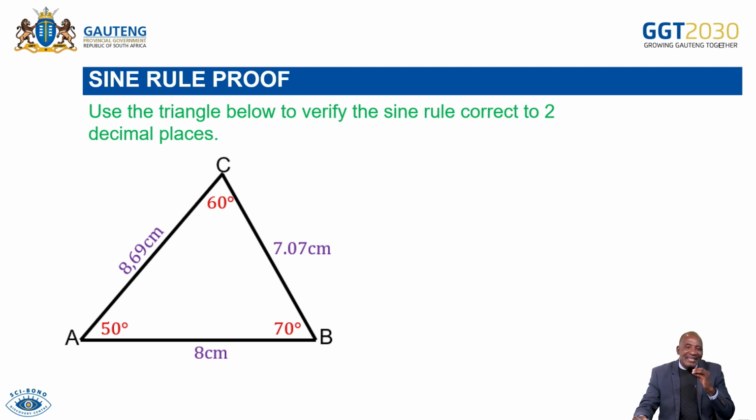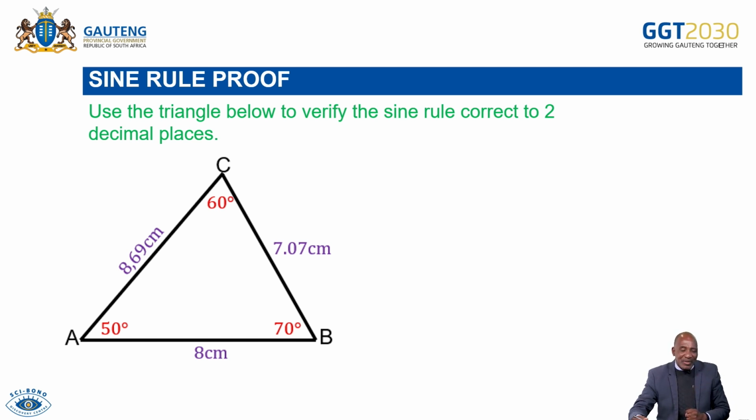Find the sine of that angle, divide by the corresponding side, or vice versa. Start with the side, divide by the sine of that angle. You will find that all those three ratios are going to be the same. This triangle has been constructed for you. It means all the measurements have been done to scale. All the angles were actually measured, and it's exactly 50, 70, 60 degrees.